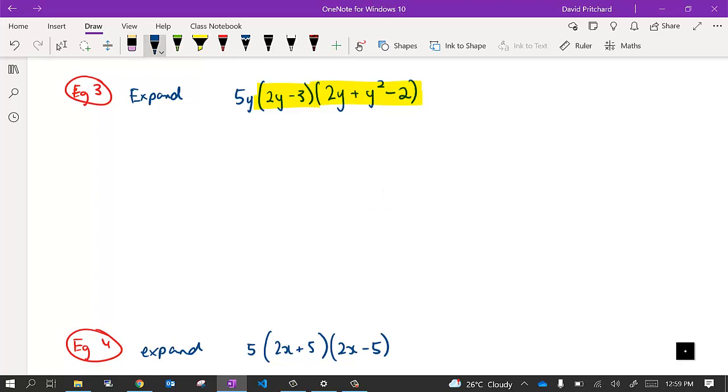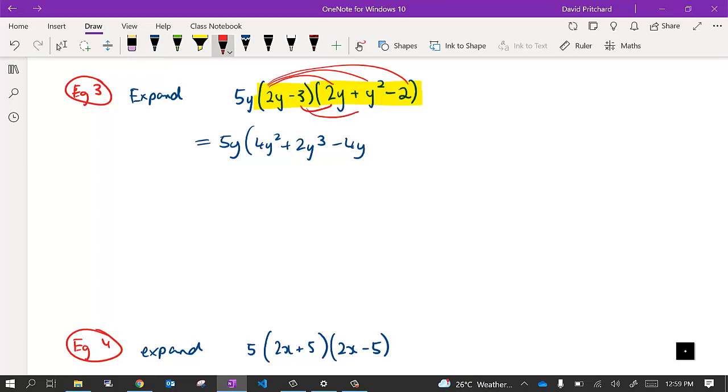So that means our answer will be 5y multiplied. Now, expanding these brackets, we've got 2y by each of those three values. So that gives us 4y squared, 2y cubed, and take 4y. And then we multiply negative 3 by each of these values. And we've got negative 6y, negative 3y squared, and plus 6 because negative by negative.